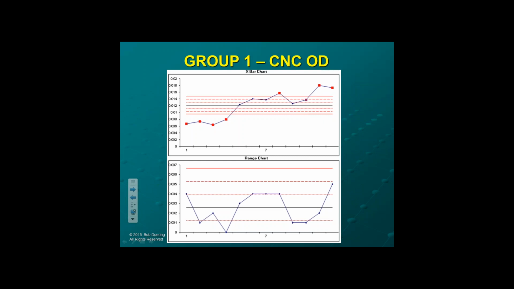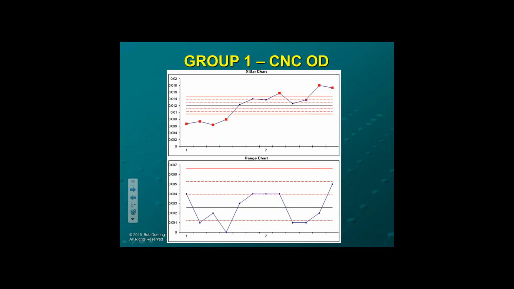So here's group 1. It's a CNC OD, and here's the information that they received. If you take a look at the X-bar and R chart and the calculated control limits from that, it looks like this process is totally out of control. You have an extended trend. You have a lot of points that are totally out of the control limits based on the control limit calculations.